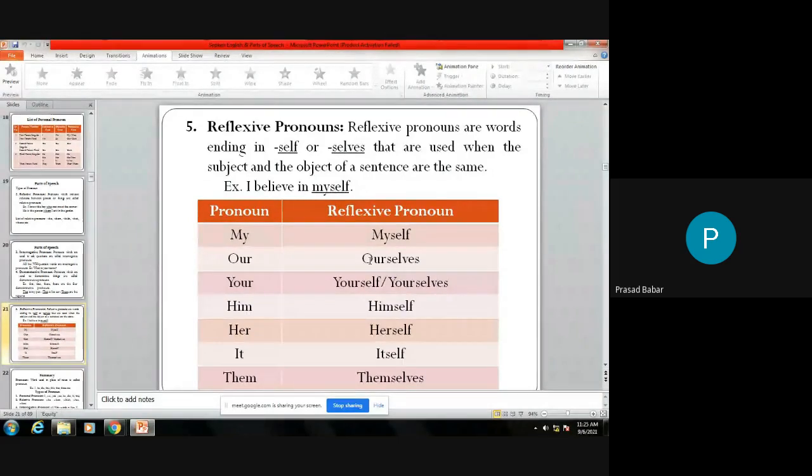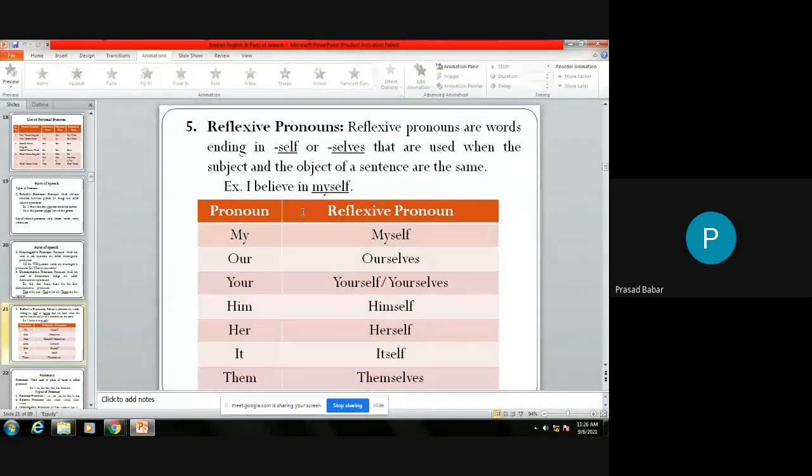Then it will become itself, and them is a plural pronoun, and its reflexive pronoun will become themselves. So this is the difference between pronoun and reflexive pronoun. Generally we use them to introduce ourselves.